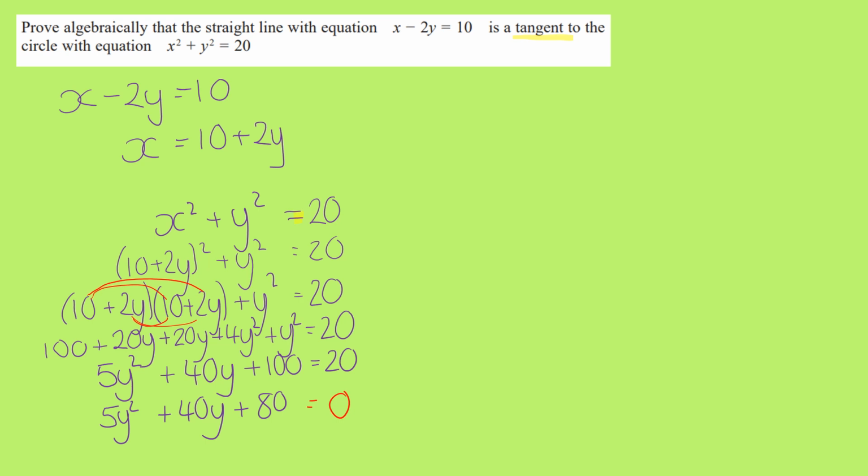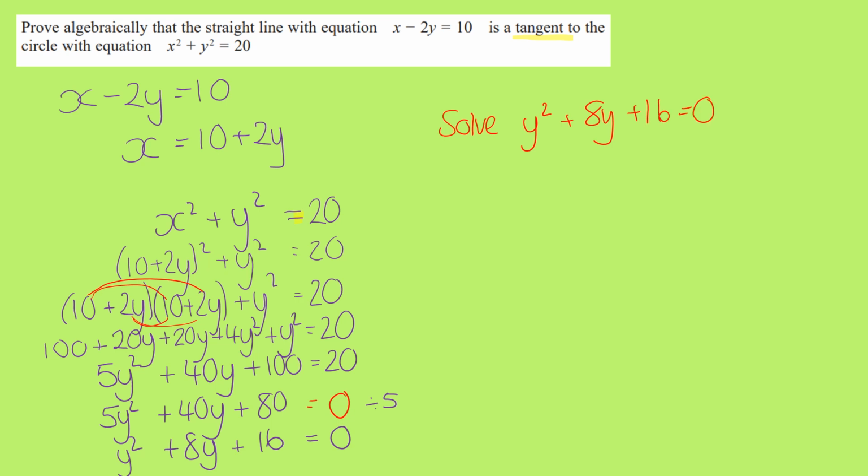And at this point, to make my life easier, I'm going to divide all of this equation by 5. So y squared plus 8y plus 16 is equal to 0. So looking at this, I can now factorise it. I could use the quadratic equation. I could have put the original one back into a quadratic equation, but I'm going to have a look at solving my equation here. So if I pop it over here, so solve y squared plus 8y plus 16 equals 0.